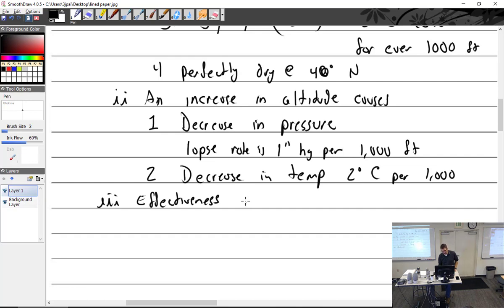Effectiveness or density of air. Density of air is reduced basically when, all right, so air is not equal. If I want to go flying, I want to go flying on a day like today. It's cool, crisp air out there.